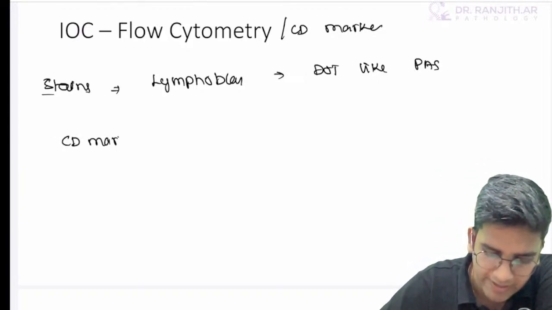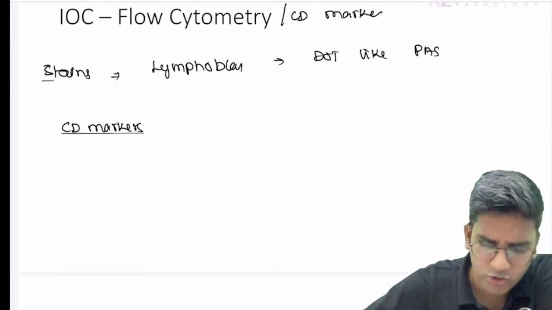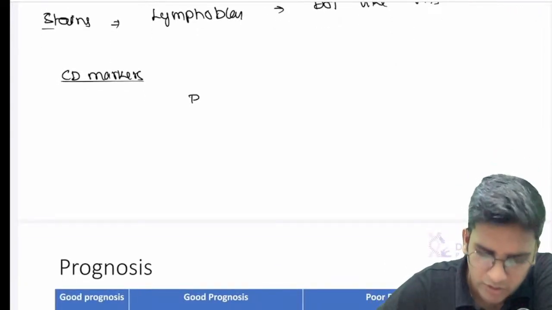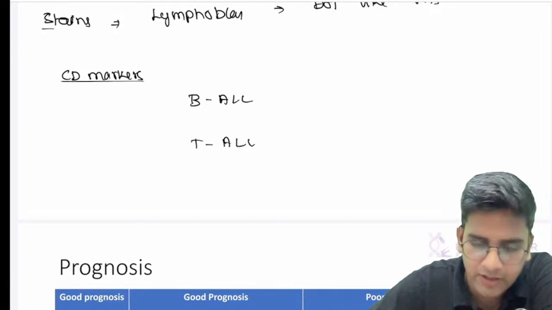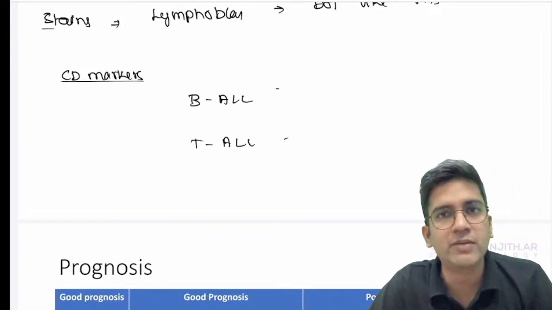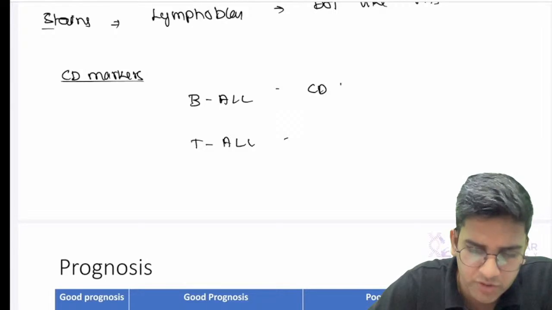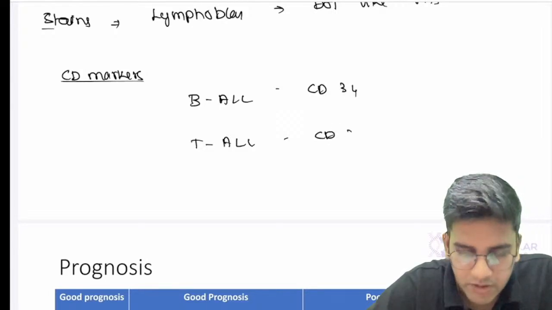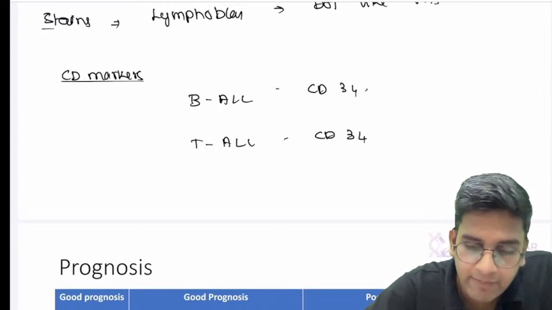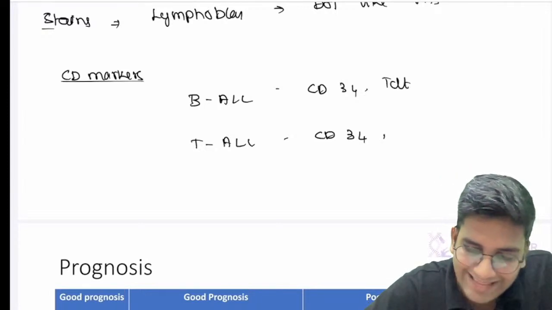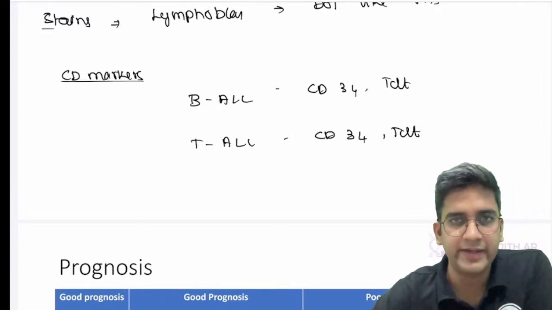So undoubtedly flow cytometry and CD markers are the way to diagnose any leukemias, also your acute lymphoid leukemias. Write both the B-ALL marker profile and the T-ALL marker profile. One thing is common: both of them are coming from stem cells, so both will be positive for CD34. Both are immature cells because they are blasts. Immature lymphoid cells will be positive for TdT, so both of them will be positive for TdT, right?